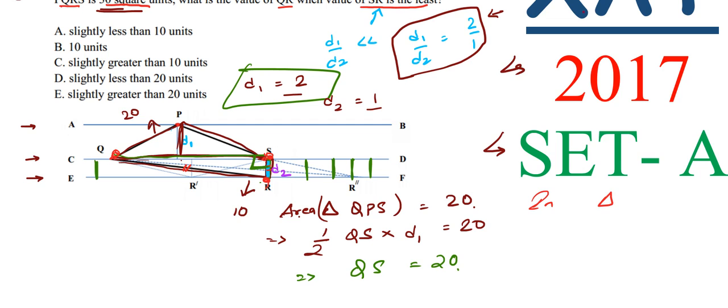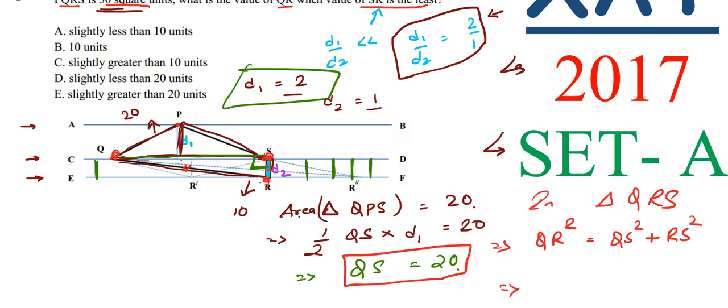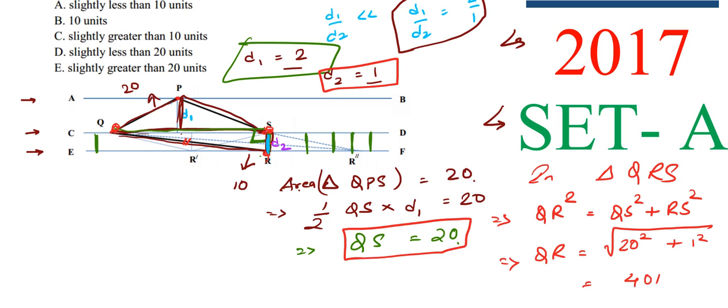So in triangle QRS we can apply Pythagoras theorem because this is a right angle triangle. Pythagoras theorem says hypotenuse square, where hypotenuse is QR, whole square, is equal to base square, which is QS whole square, plus RS square, that is the perpendicular. Now we have two values where QS you can see here is 20 and RS is equal to D2, which is equal to 1. So we can put these values here. QR will be equal to root over 20 square plus 1 square. So we can write this as root over 401.